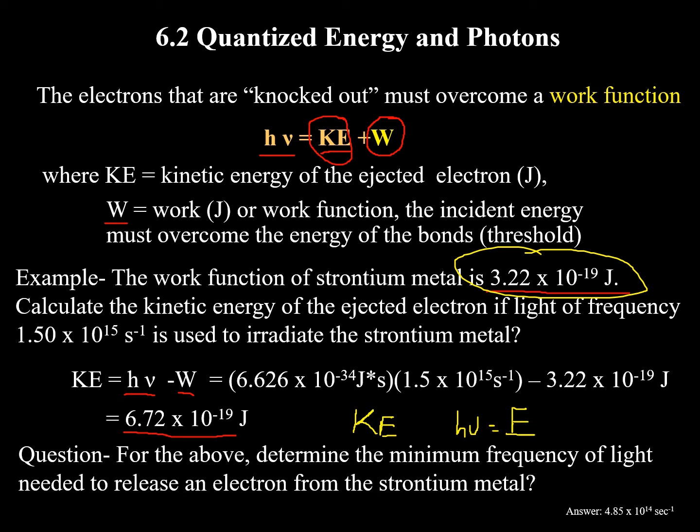So h is 6.62 times 10 to the minus 34 joules times second. Frequency is what we're trying to determine. And this should say, my mistake, this should say W here. So we know the work function, we know Planck's constant, we can figure out frequency, and that comes out to 4.85 times 10 to the 14 seconds to the negative 1, or hertz.